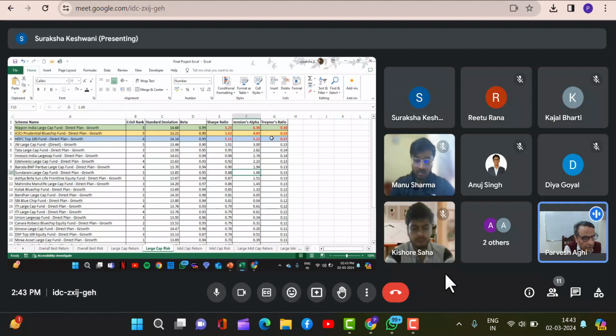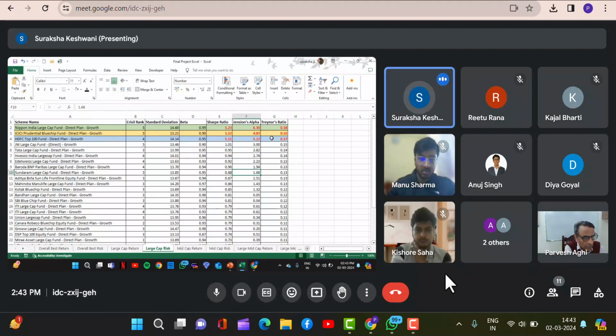Okay, fine. Now tell me, Jensen's Alpha is calculated over how many years? I mean, it is compared to the return of the Nifty or Sensex over how many years? So I read on the website that these ratios are for 3 years.